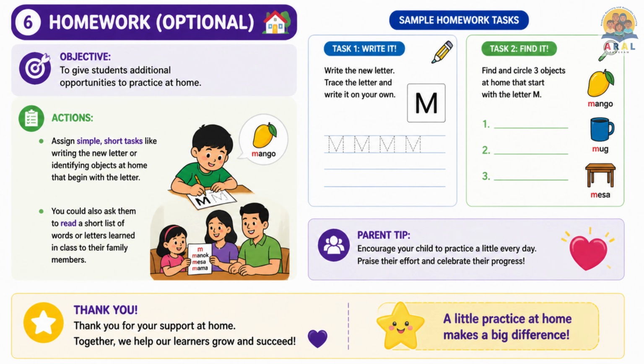6. Homework, optional. Objective: to give students additional opportunities to practice at home. Actions: assign simple, short tasks like writing the new letter or identifying objects at home that begin with the letter. You could also ask them to read a short list of words or letters learned in class to their family members.